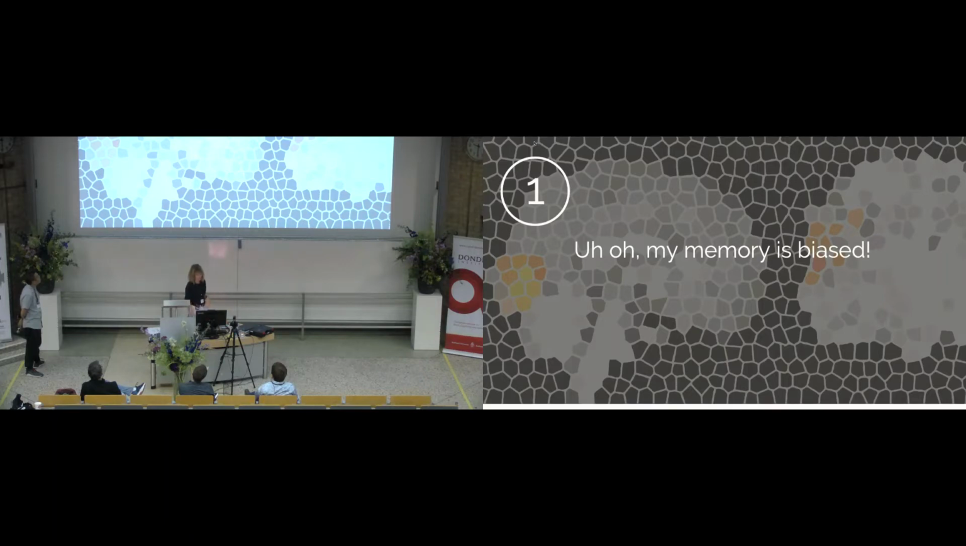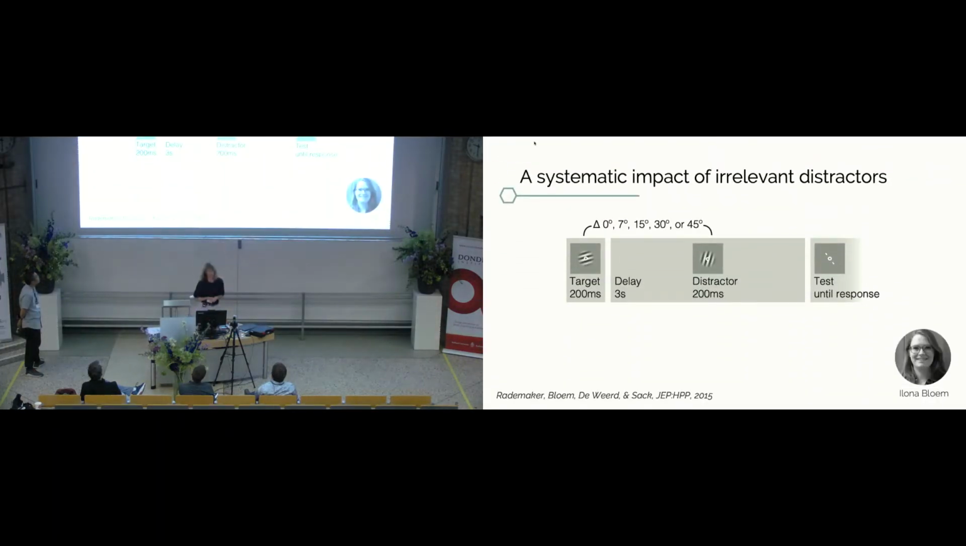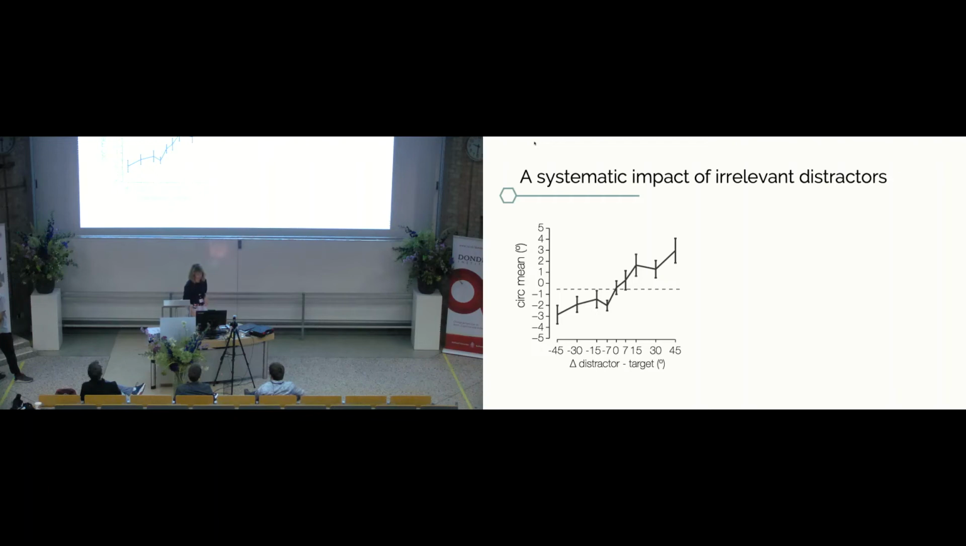my memory is biased. This is a really old study where we had a subject remember a random orientation, and then they used a method of adjustment to give a reply at the end. There was an irrelevant distractor during the delay that had some fixed offset relative to the target. When we plot the mean of the responses that subjects give, with the x-axis being the difference between the target and the distractor, we see that there's an attraction towards the distractor, even though it's totally irrelevant.